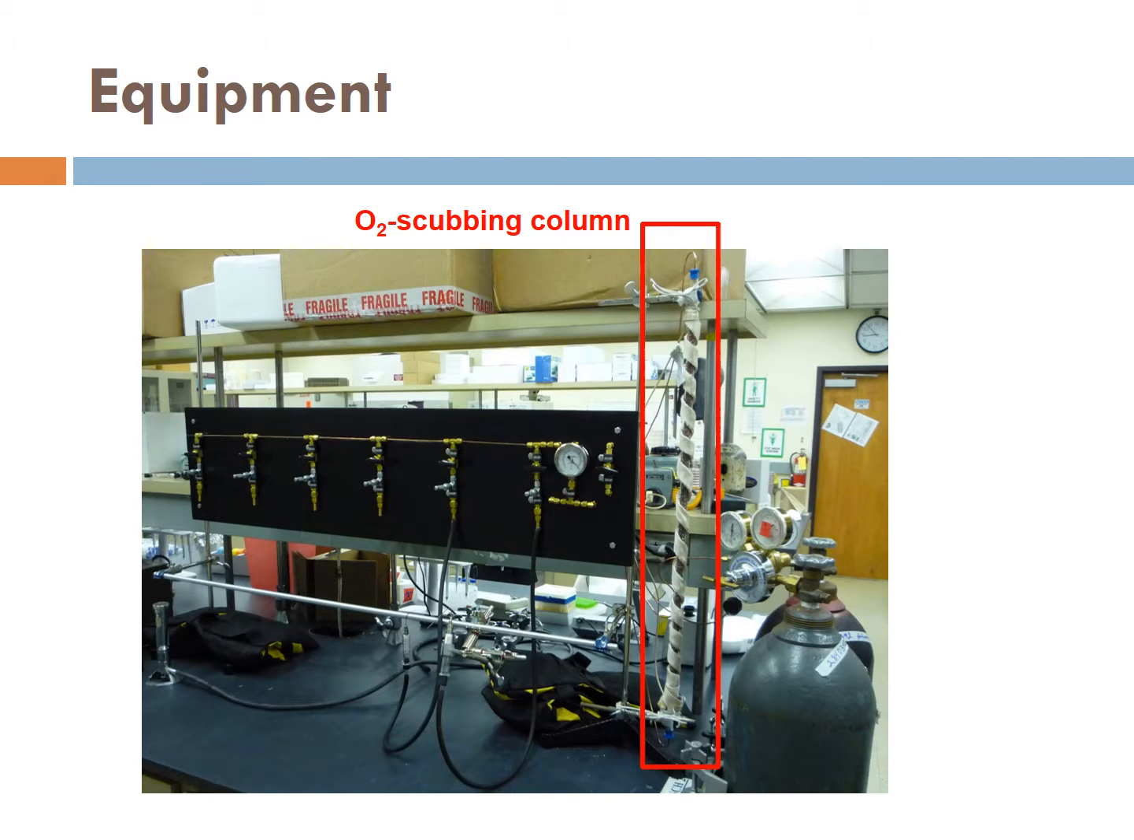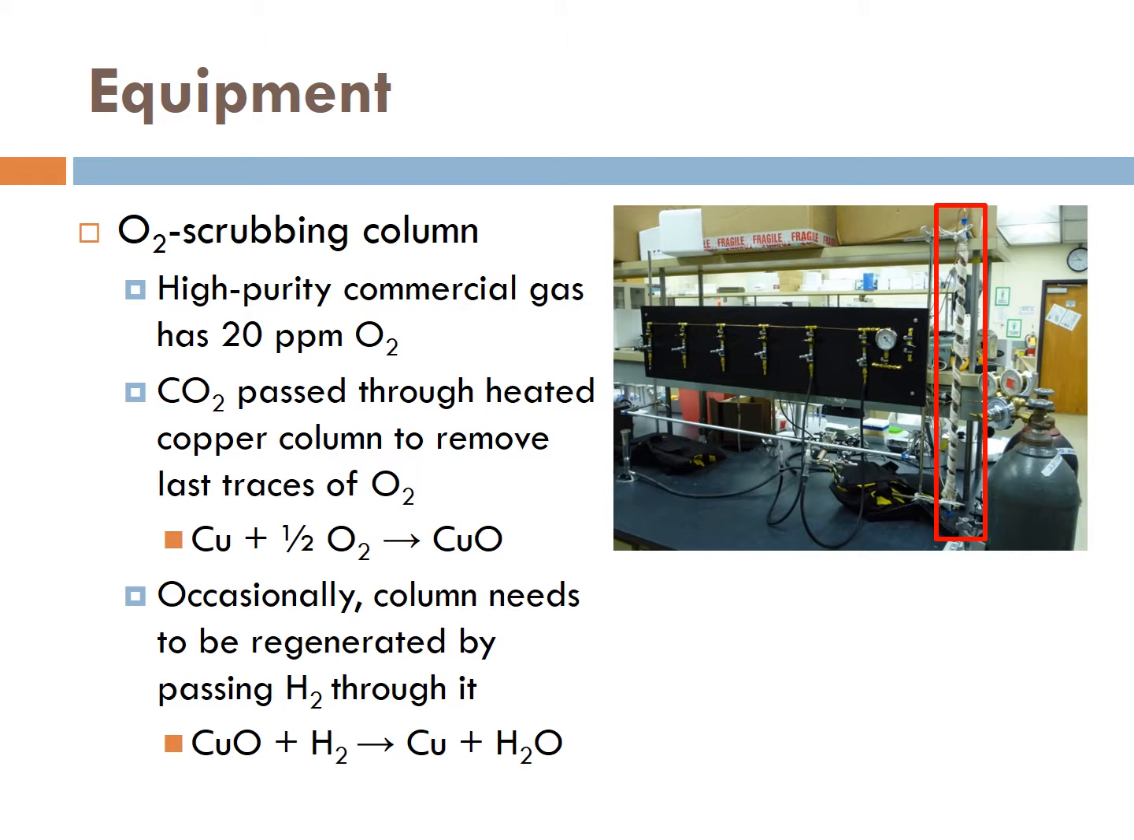We'll return to the gassing station because there's one detail that we didn't cover earlier. That's the oxygen scrubbing column that we see in the red box. We use an oxygen scrubbing column because high-purity commercial gas still has some oxygen. The grade we use has 20 parts per million. This may not seem like much, but any oxygen is not tolerable in anaerobic culture.